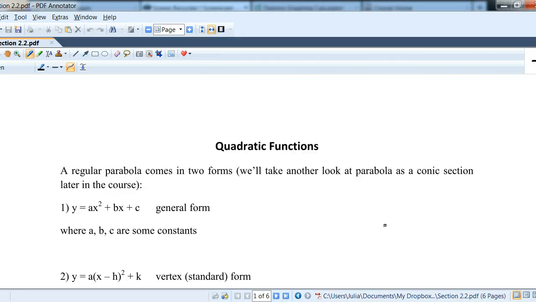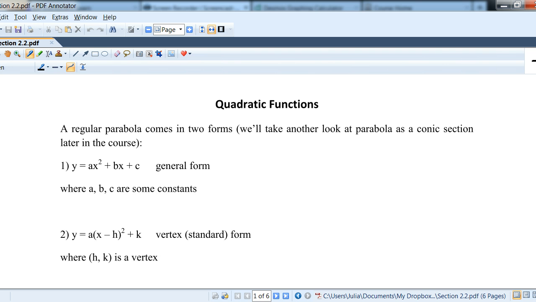This video is a quick review of how to graph quadratic functions, and there's a couple of methods that are available to us. For example, if the quadratic function looks like this, y equals ax squared plus bx plus c, which we sometimes call general form, or a vertex or standard form, which is y equals a times (x minus h) squared plus k, where basically the square is completed essentially.